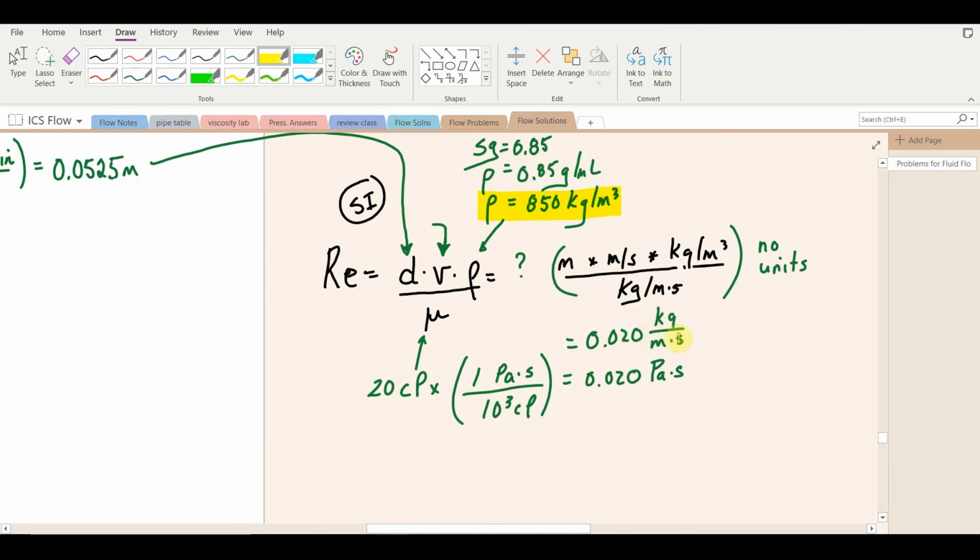kilograms per meter second. And from that you'll work out the Reynolds number and determine whether the flow is turbulent or laminar or transitional. And you'll notice that all the units cancel. And that's a condition for Reynolds number, is that there are no units to it. It's dimensionless.